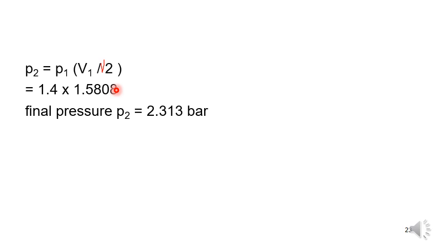We want the pressure only. So how will you get the pressure? P1 V1 is equal to P2 V2. I am writing P2 is equal to P1 into V1 by V2. So 1.4 into 1.588, and the final pressure is equal to 2.313 bar.